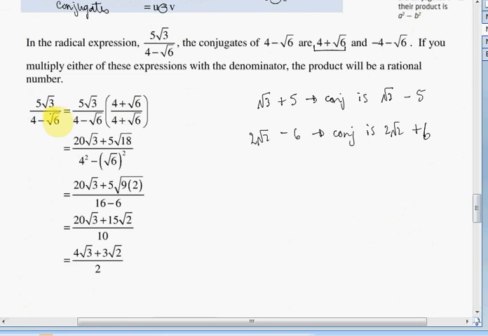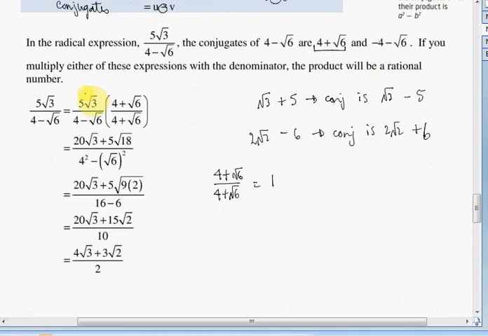Okay, so if we go over to our example, we have a denominator which is a binomial, 4 minus root 6. The conjugate is 4 plus root 6. We're going to multiply by 4 plus root 6 over 4 plus root 6. And just a reminder, that is multiplying by 1, right? Because anything divided by itself is 1, so we're not actually changing the value of it.